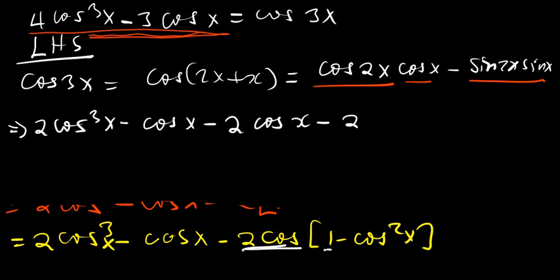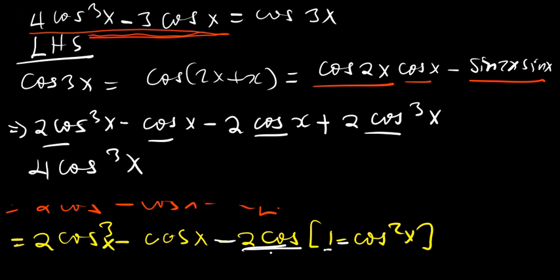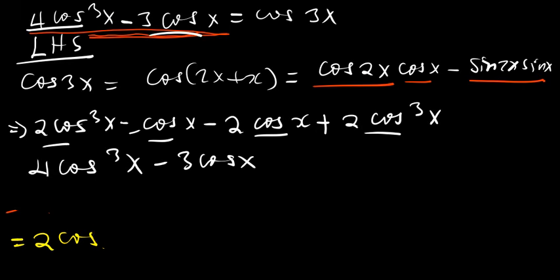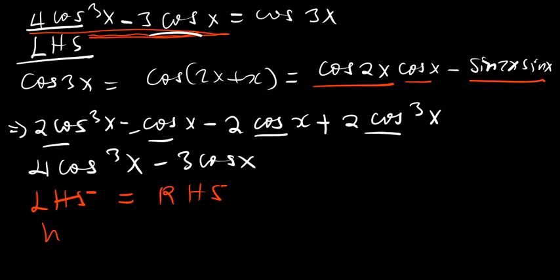Because of this negative and this negative, now cos times cos, it will be plus 2 cos to the power 3x. Now these are like terms, they can be added, even this can be added. So 2 plus 2 is 4 cos to the power 3x, and this is what I want. These 2 can be minus 3 cos x, and this is what I have. You reach at this point, you tell them to say left hand side is equal to the right hand side. Hence, proved.